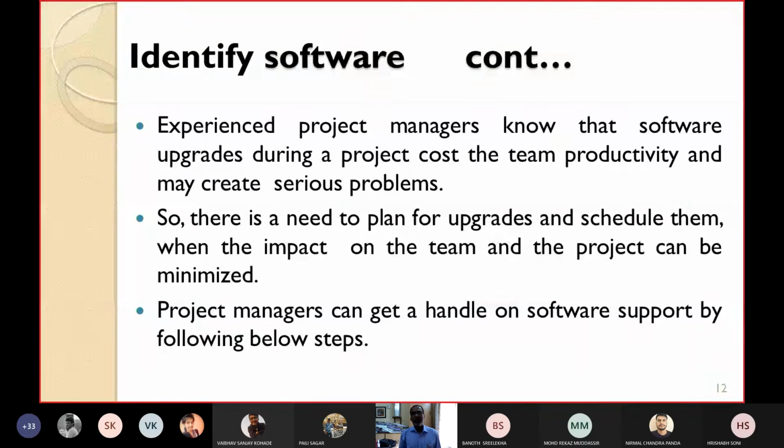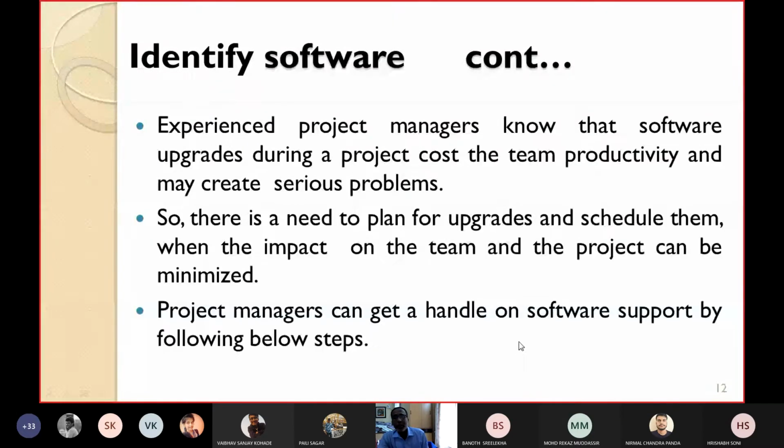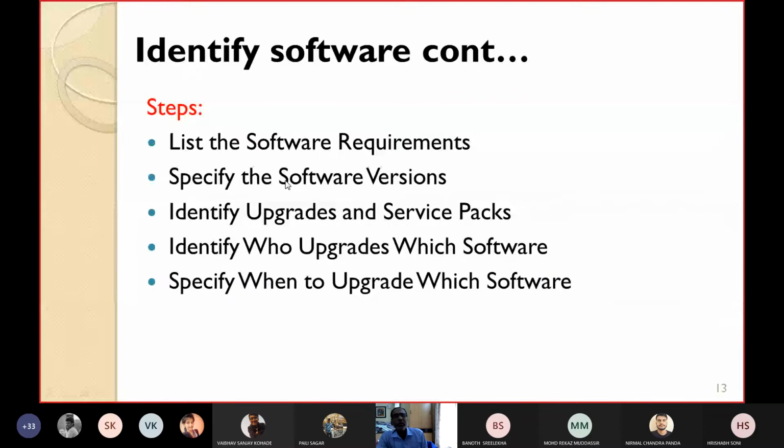Project managers can get a handle on software support by following the below steps. Let's say some guidelines are given in the next slide. So the project managers can get a handle on the software support by using the following guidelines. What steps should you use to get a handle on software as a project manager? You should use the following steps. First step is to list the software requirements. Identify what your software requirements are.